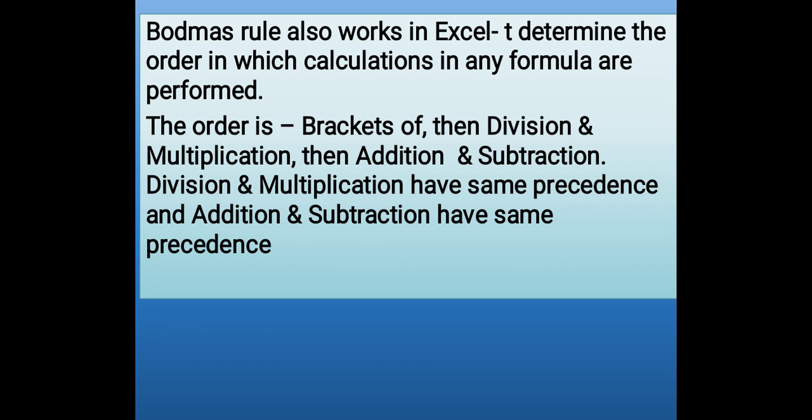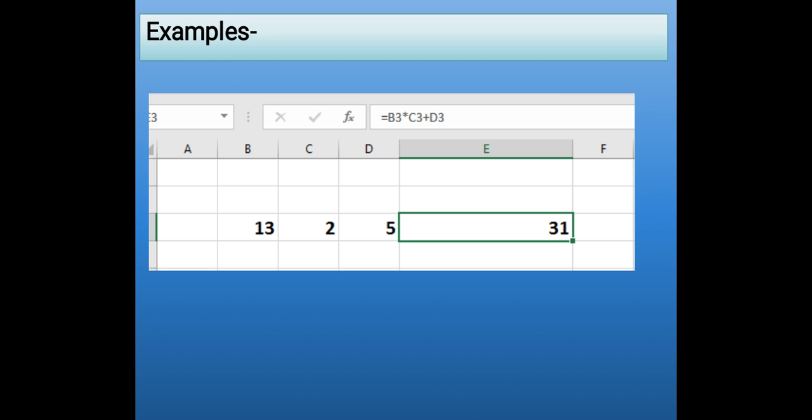if in any equation multiplication and division come together, then it will calculate from left to right. And if in any equation addition and subtraction come together, then calculation starts from left to right, because addition and subtraction have the same precedence in Excel. Now see children, in this example the formula is equals to B3 multiplied by C3 plus D3. As you know, multiplication has a higher precedence than addition. That is the reason first 13 into 2 will be multiplied, giving 26, and then it will add 5. So 26 plus 5 will be 31.